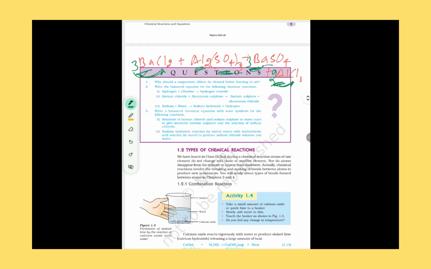So this is the balanced chemical reaction. This is how we will be balancing. Chaliye, now I am removing. If you want to note it down, pause the video and you can note down.